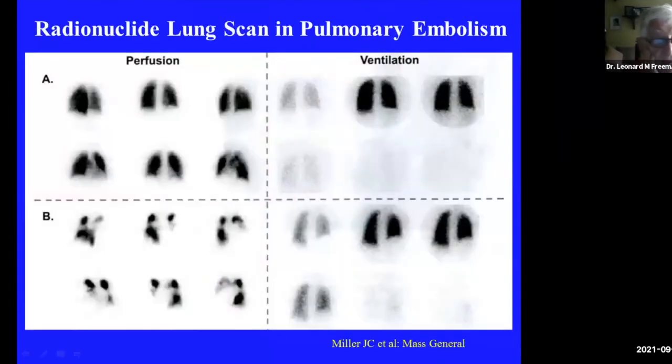Have a look here. Here you see on top a perfectly normal perfusion study and a normal ventilation study. Wash in, equilibrium, wash out. This is a normal study. Down here, here's a perfusion study showing multiple defects down in B with a normal ventilation study. So this, of course, is a patient with pulmonary emboli.